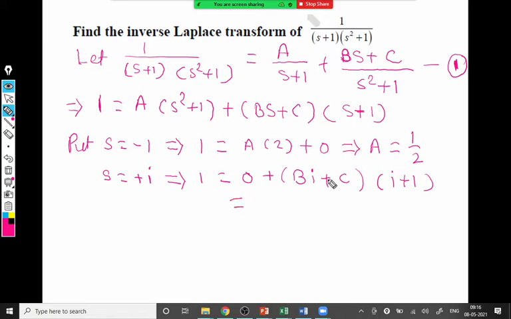So let me simplify this RHS. This is B i square, that is minus B, multiplying term by term. This is minus B, then plus Ci. Sorry, this is minus B plus C, that is real, plus i times (B plus C). Any doubt in this step? What we did is we collected real terms together and imaginary terms together. Any doubt?